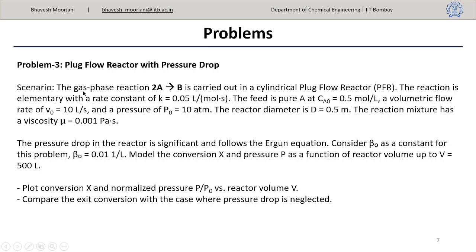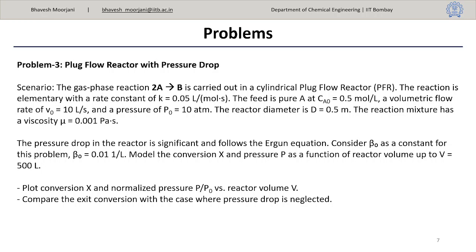We have been given a gas phase reaction where 2 moles of A produce 1 mole of B, which is carried out in a plug flow reactor. The reaction is elementary with a rate constant k given as 0.05 liter per mole per second. The feed is pure A with a concentration of 0.5 mole per liter.